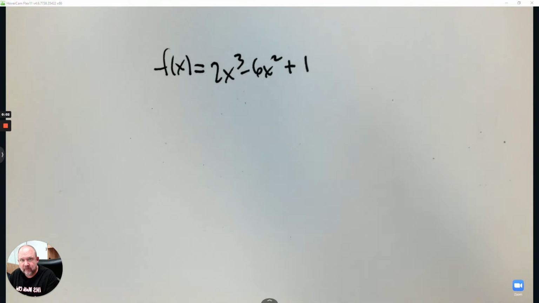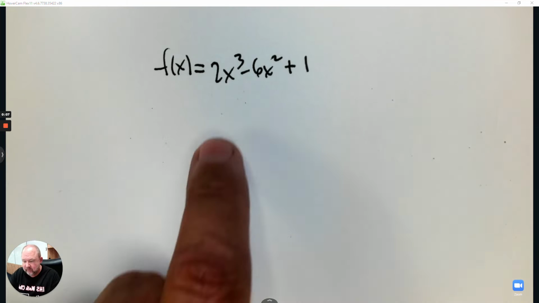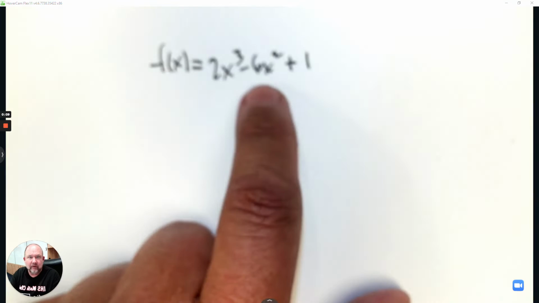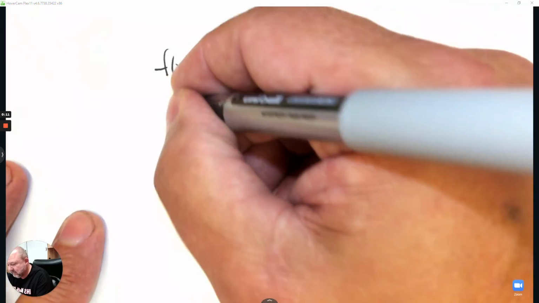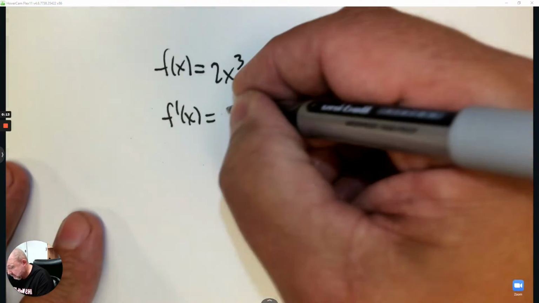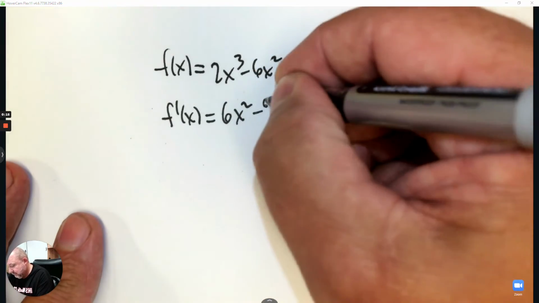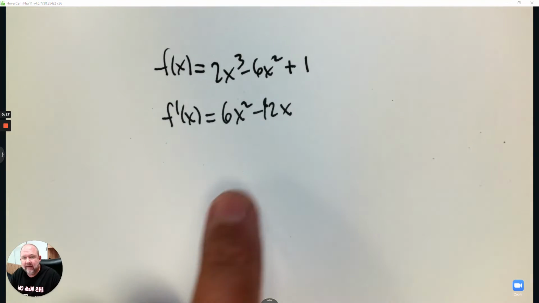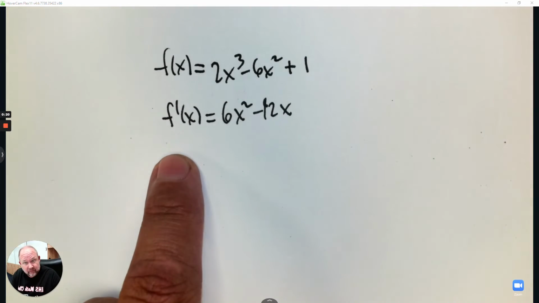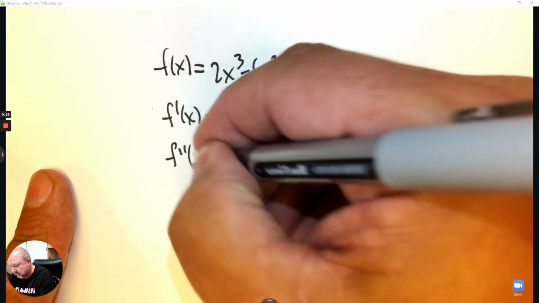All right, so this is reviewing the second derivative, concavity, and the second derivative test. If I want to know the concavity here, and I want to know the point of inflection, I need to take the second derivative. So I'm going to take the first derivative, and then after taking the first derivative, I'm going to take the derivative again. That's going to be the second derivative.